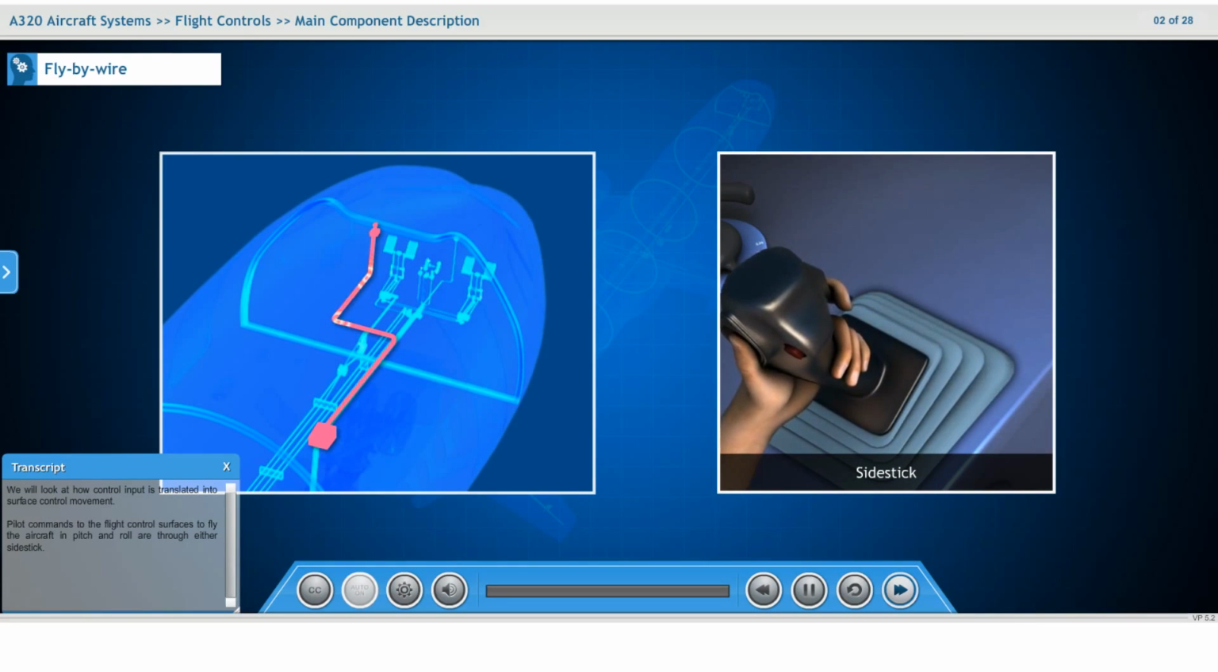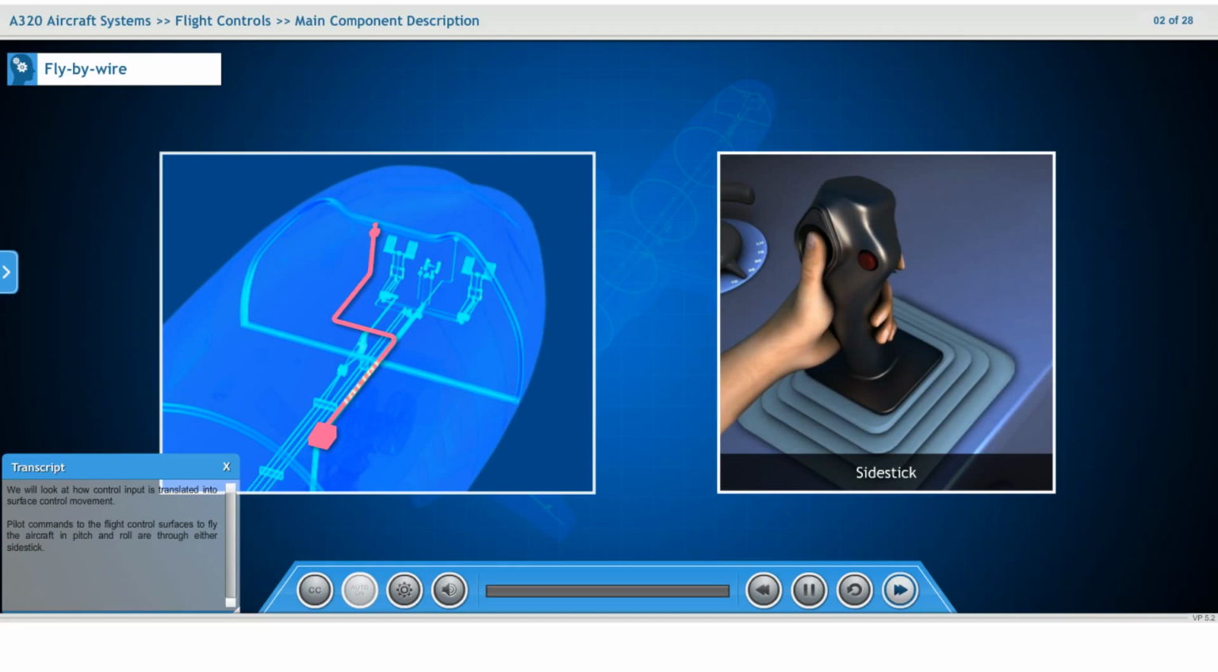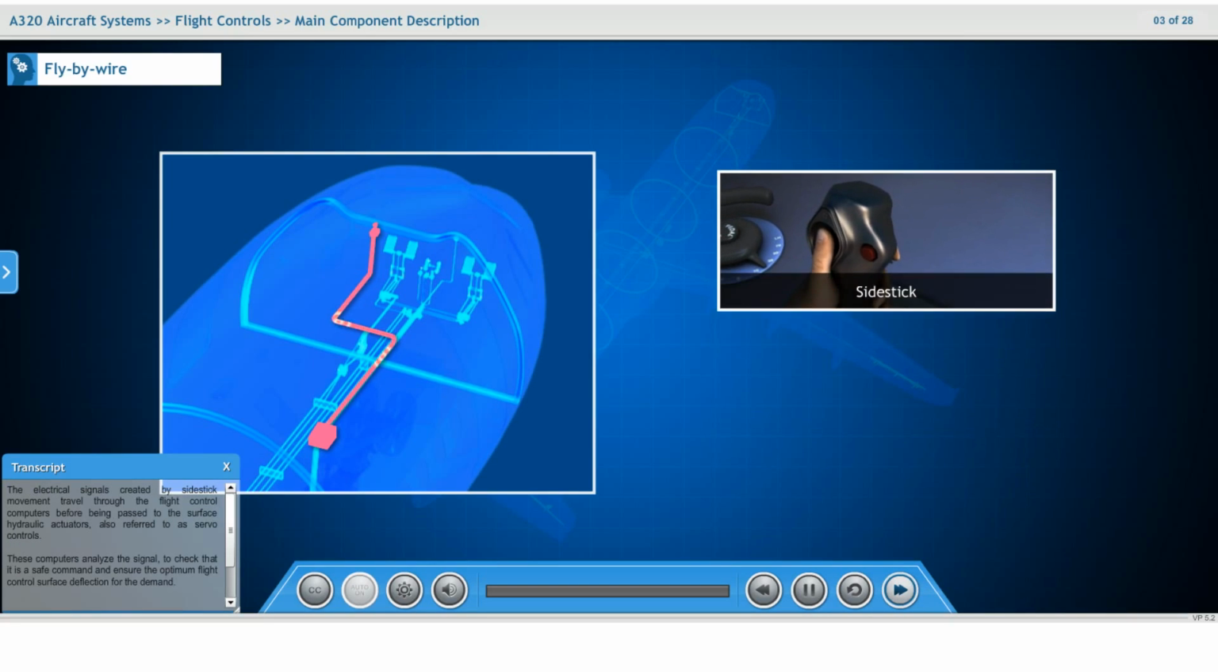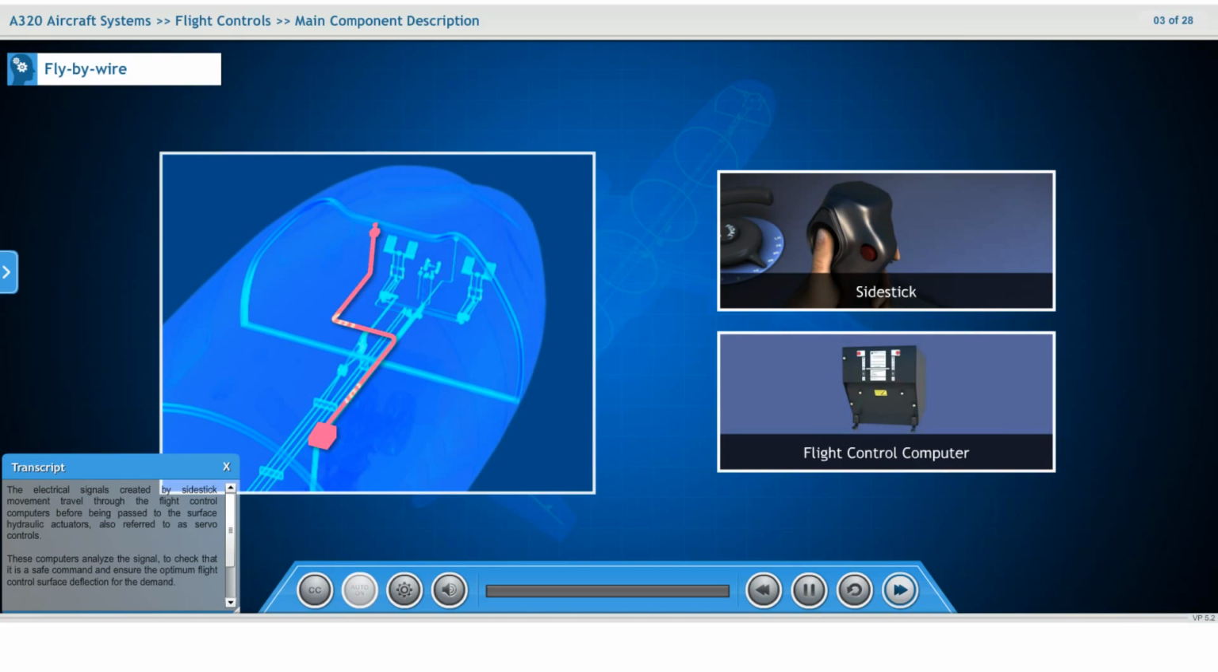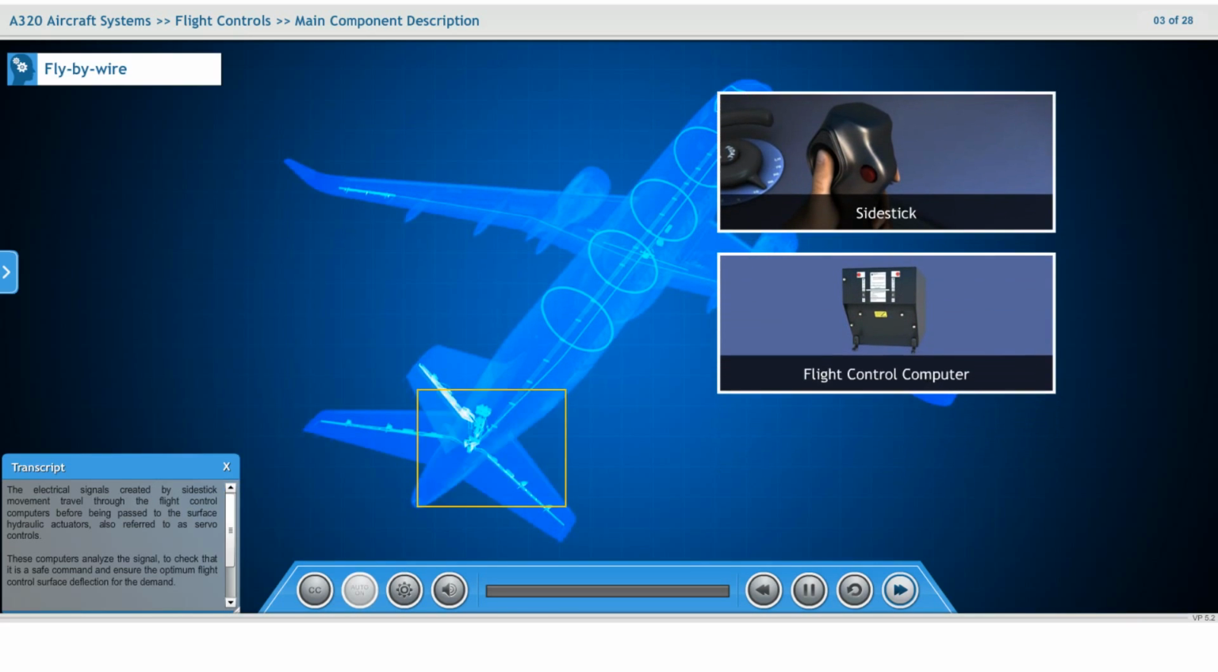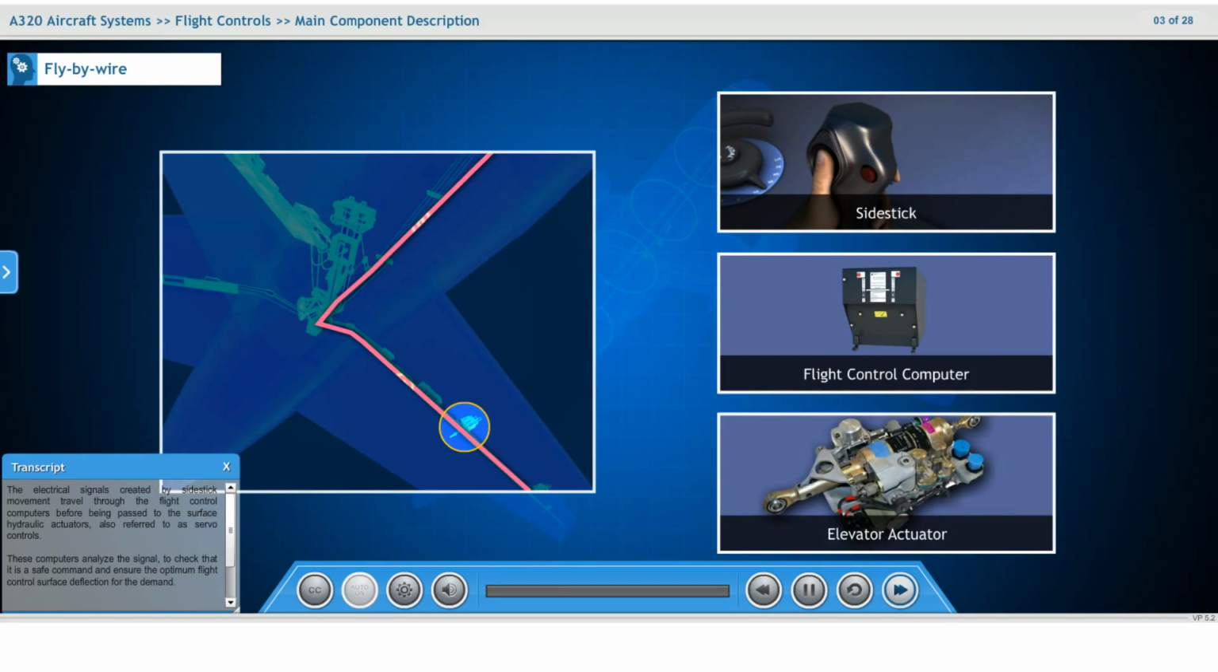Pilot commands to the flight control surfaces to fly the aircraft in pitch and roll are through either side stick. The electrical signals created by side stick movement travel through the flight control computers before being passed to the surface hydraulic actuators, also referred to as servo controls. These computers analyze the signal to check that it is a safe command and ensure the optimum flight control surface deflection for the demand. These processed electronic commands are then sent to the appropriate flight control surface's hydraulic actuators, producing flight control surface movement.